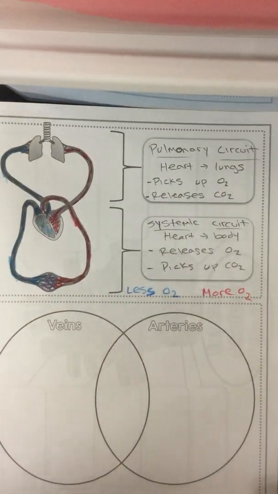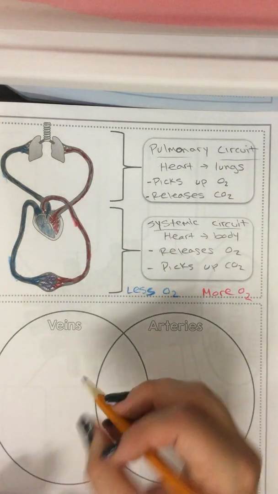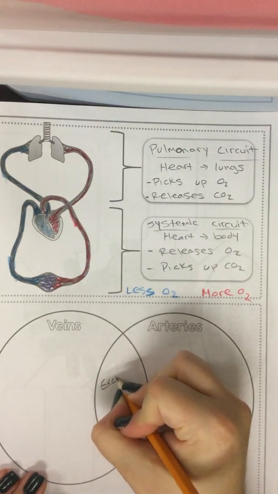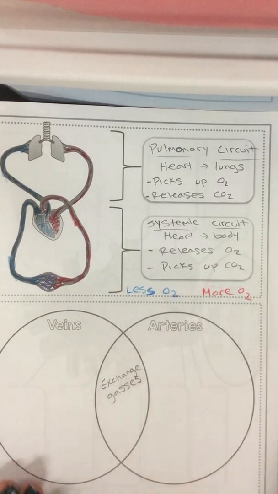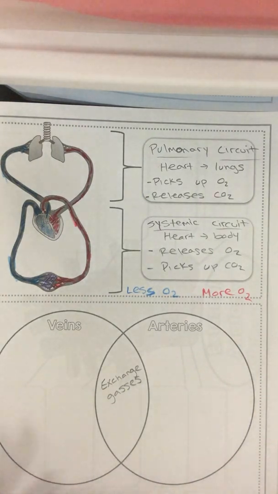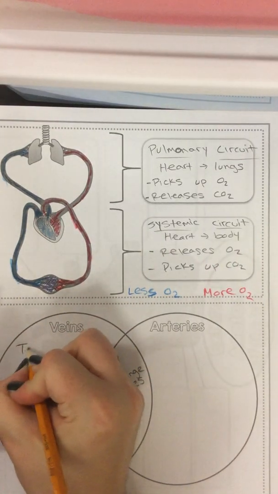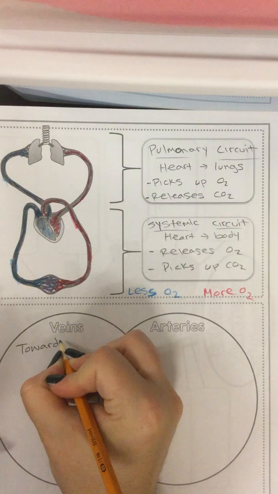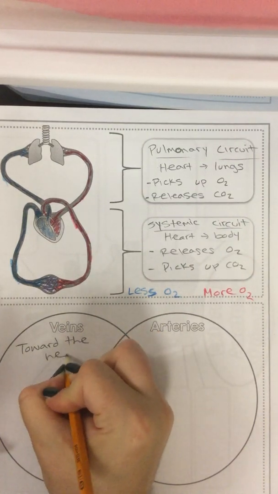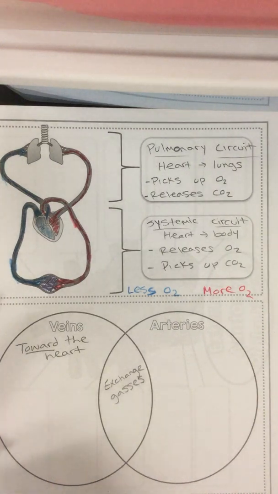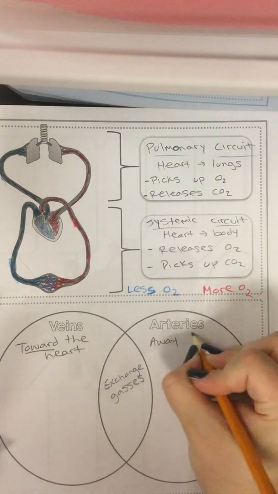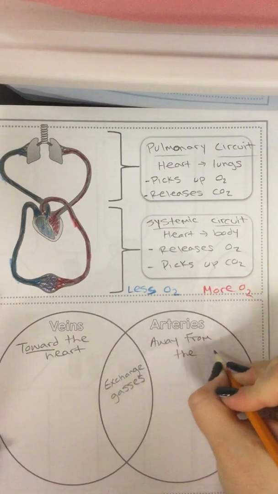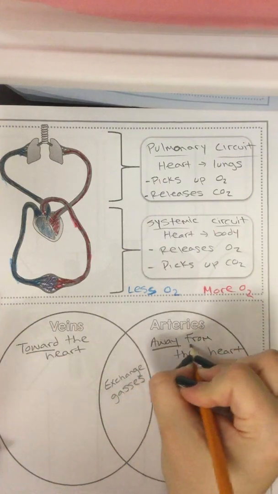So in the Venn diagram, both of them exchange gases. And obviously they're both vessels, so you can put that too if you want. Veins are going towards the heart. Arteries, yes, I will move the camera down in a minute. Moving away from the heart.